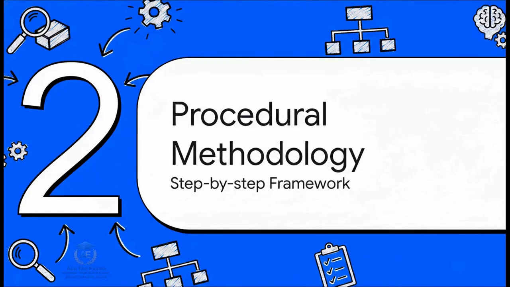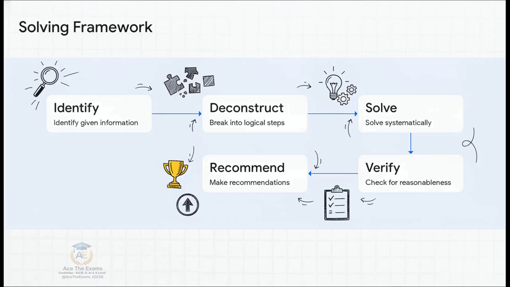Moving to checkpoint 2, procedural methodology. This is the transformation. Top-performing students use a strict deconstruct, solve, evaluate framework. Whenever you drop into a compression justification problem, stop. First, identify the key elements and constraints given in the information. Second, break the problem into a logical step-by-step decomposition. Third, solve it systematically by applying relevant principles. Fourth, verify your results, check for reasonableness. And finally, step 5, present your justified recommendations in an appropriate format.